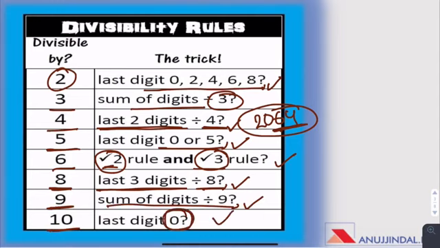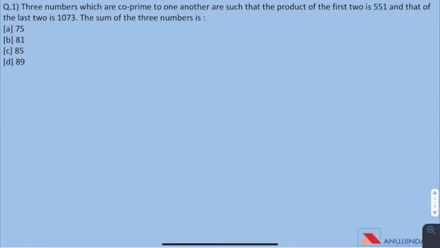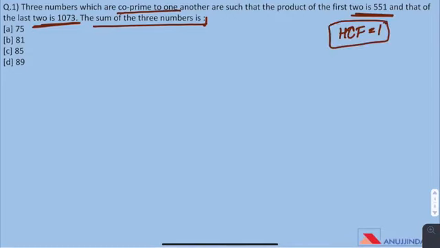Now let us solve some questions. Question 1. 3 numbers which are co-prime to one another are such that the product of first 2 is 551 and that of last 2 is 1073. The sum of 3 numbers is? In the question it is given that these numbers are co-prime, which means their HCF is 1. Let the numbers be A, B and C respectively.